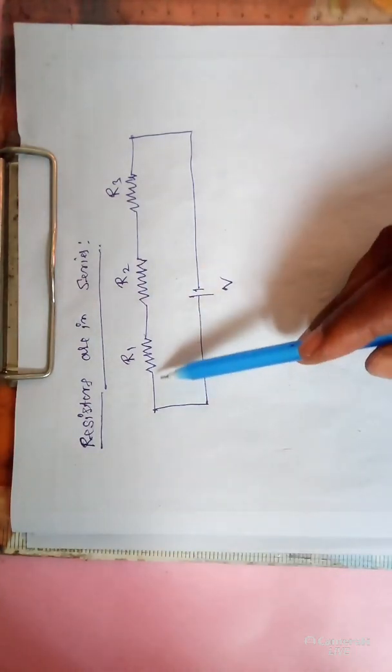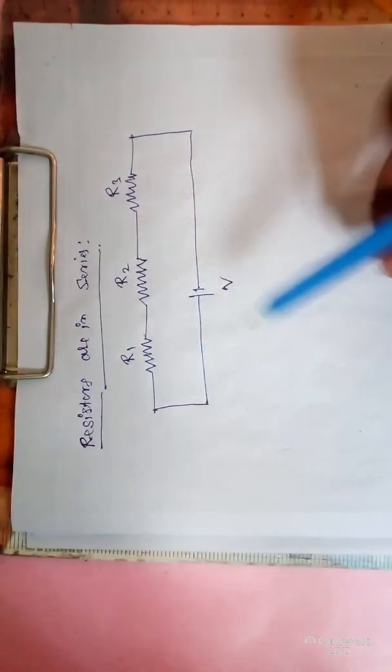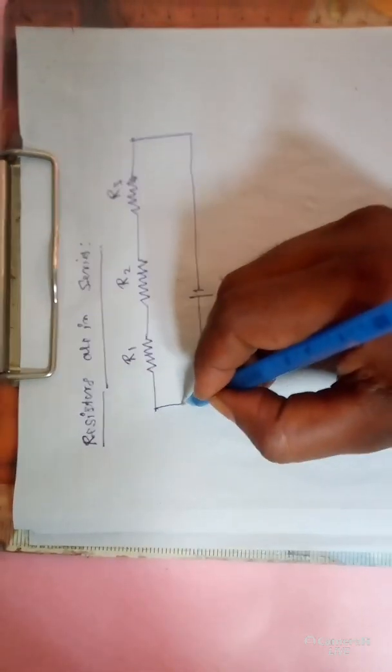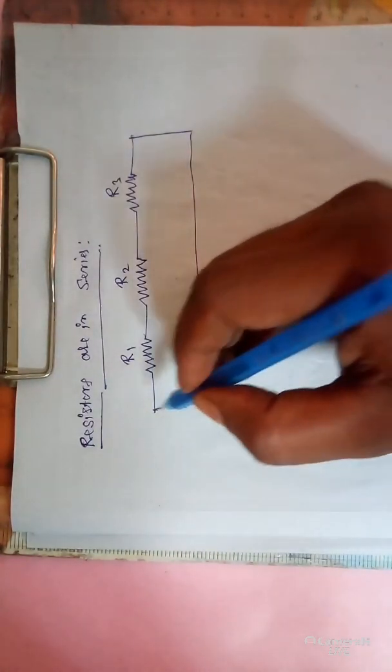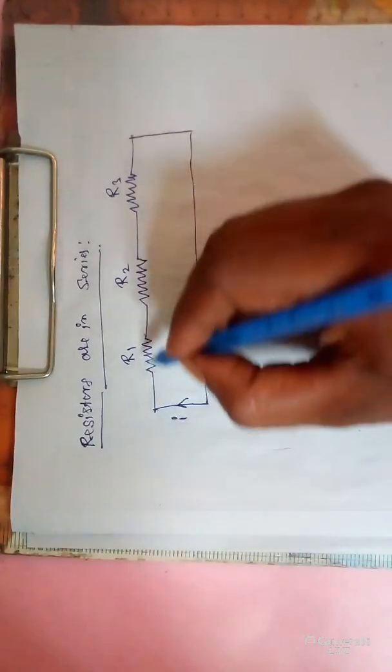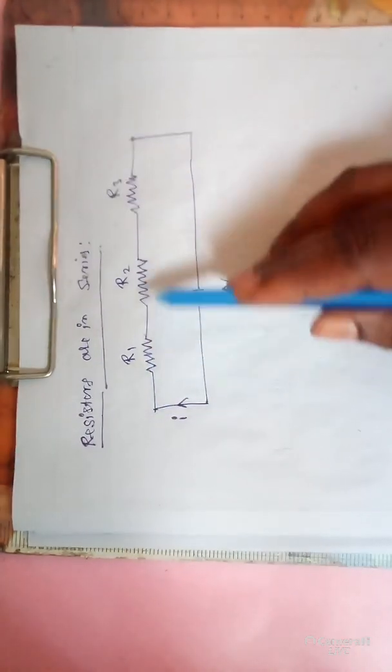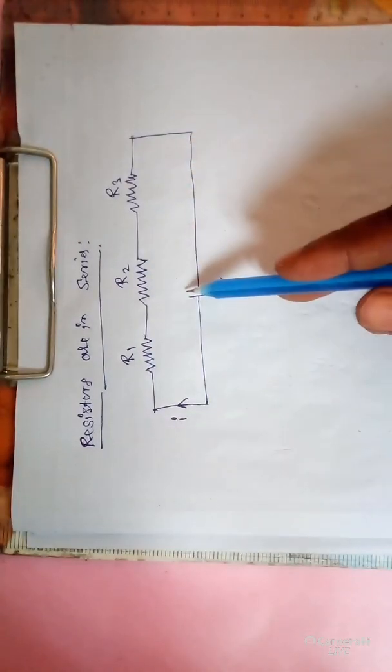Now, as they are connected in the same path, whatever current is flowing through them, all are equal. That means if I amount of current is flowing through these resistors, then the same amount of current will flow through this path.